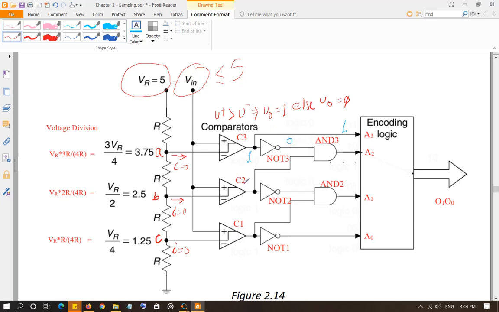Alright, what about the output of C2? Again, the positive is greater than the negative because negative is 2.5 and positive is greater than 3.75. So the output of C2 is 1. This one is going to go here. So AND 3 has 0 and 1. The output of AND 3 will be 0. This one is going to go through NOT 2. It's going to become 0 here.